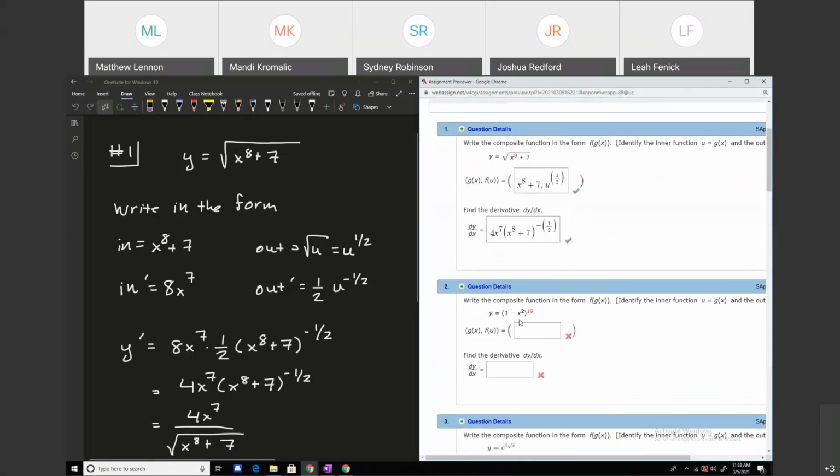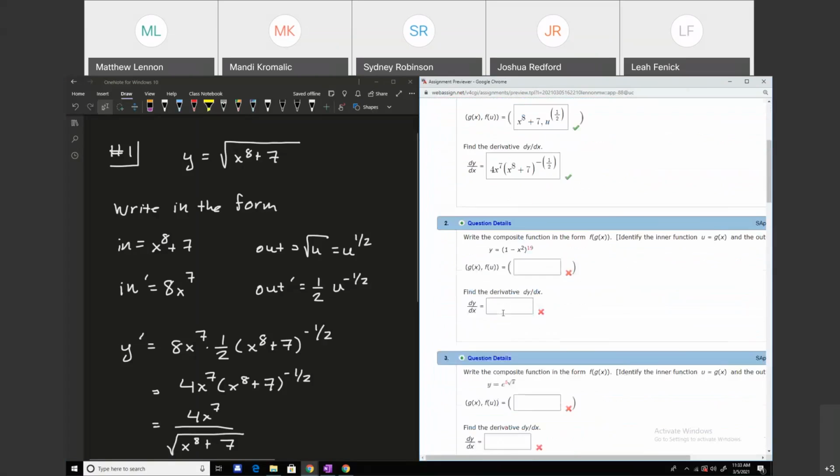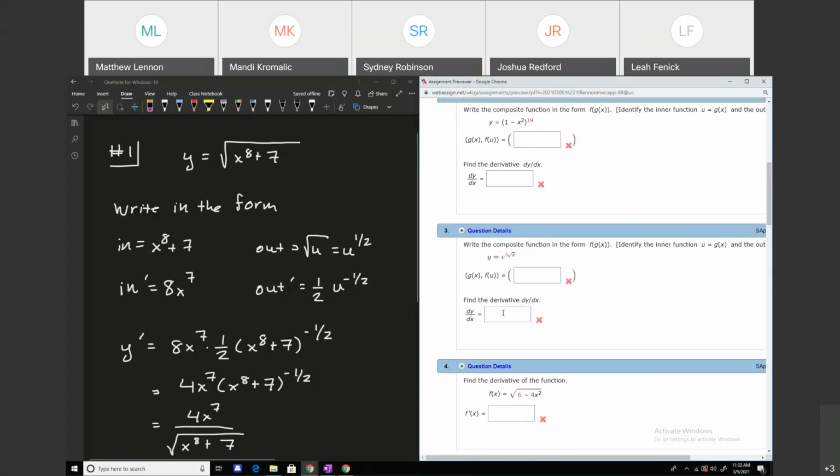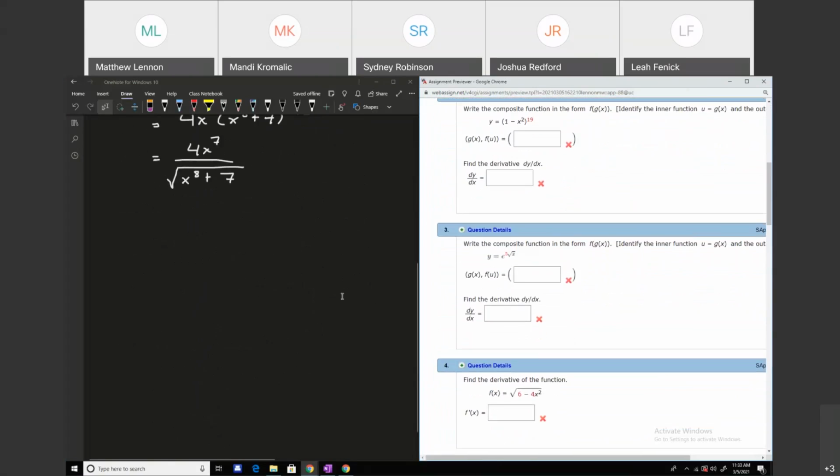Number 2 here, this is an easier problem, same as number 1, so we're going to skip over that. Let's go ahead and look at number 3. So number 3, we have y equals e to the 5 square root of x. So our inside function here is just the exponent, 5 square root x, or 5 times x to the 1/2, however you would typically write it.